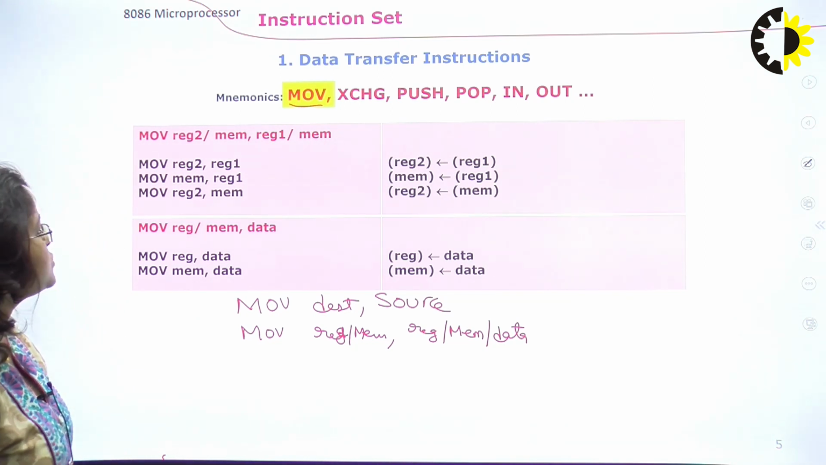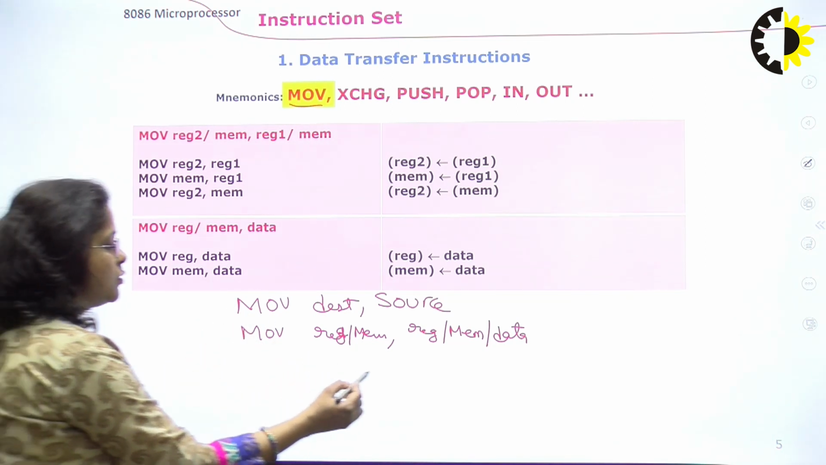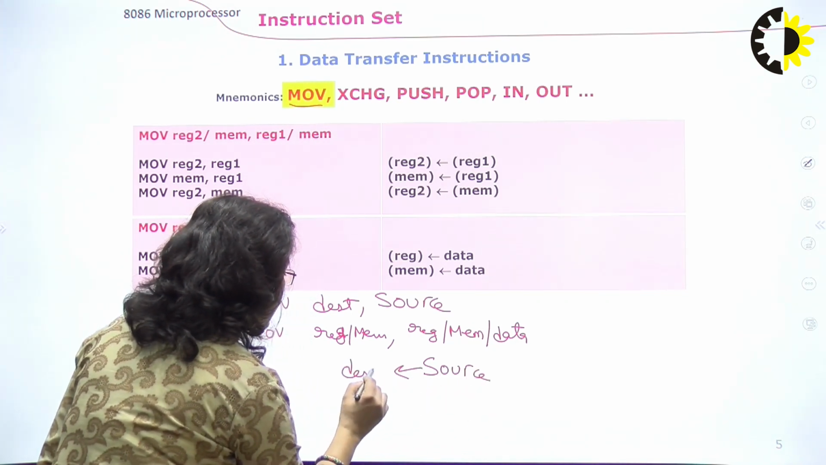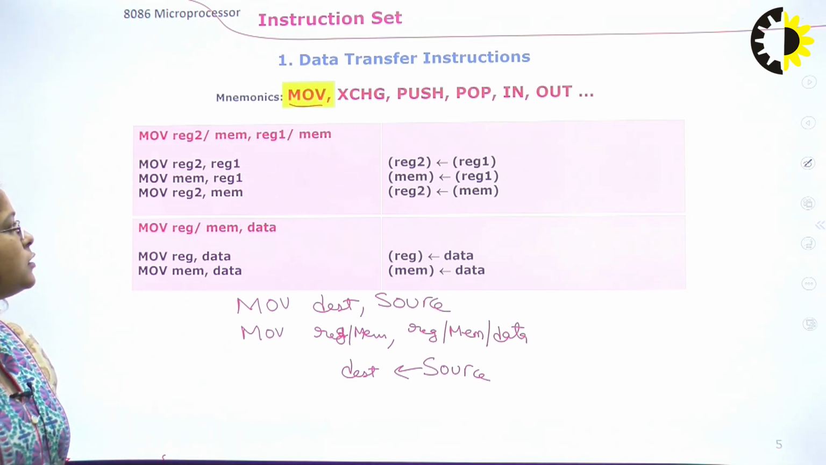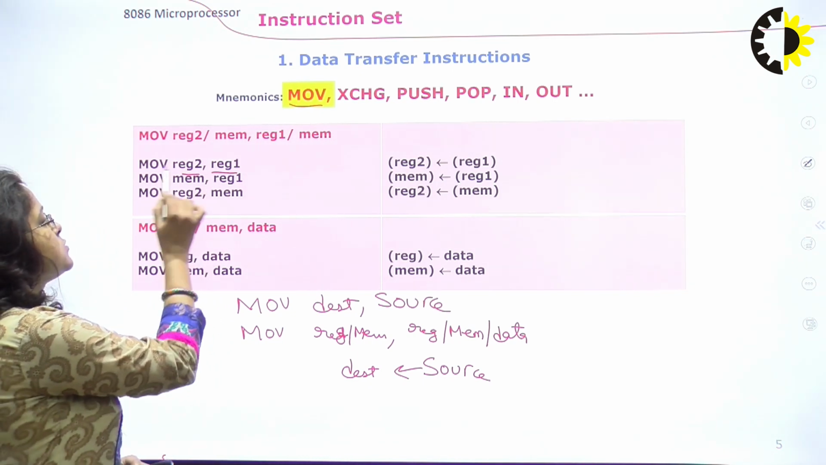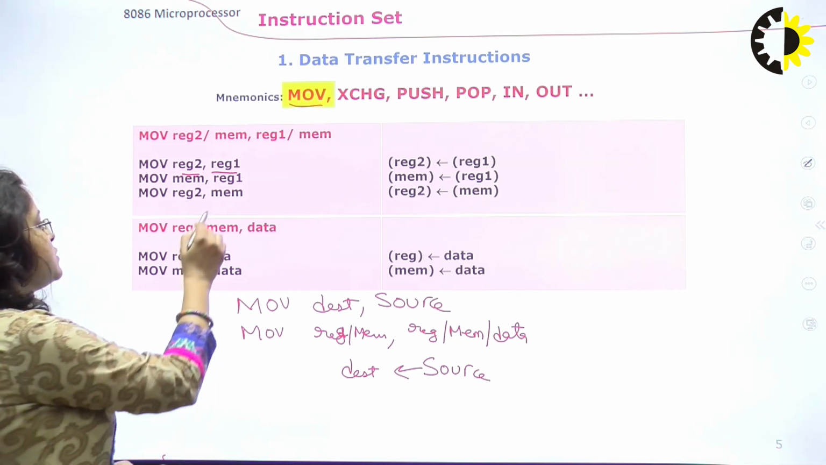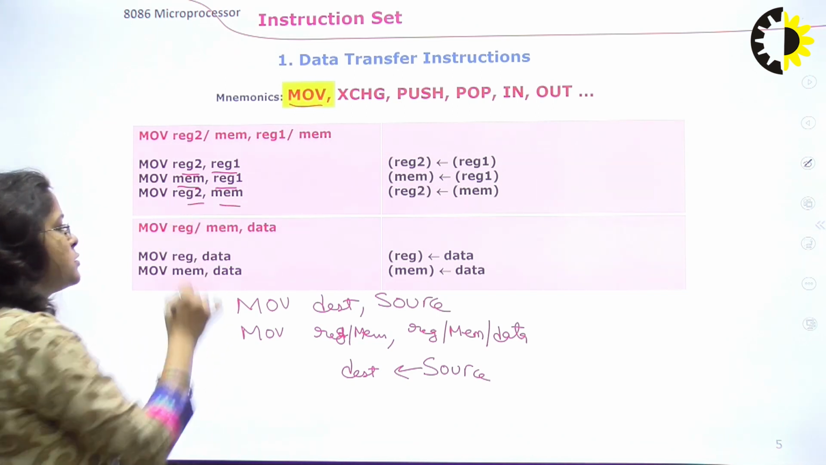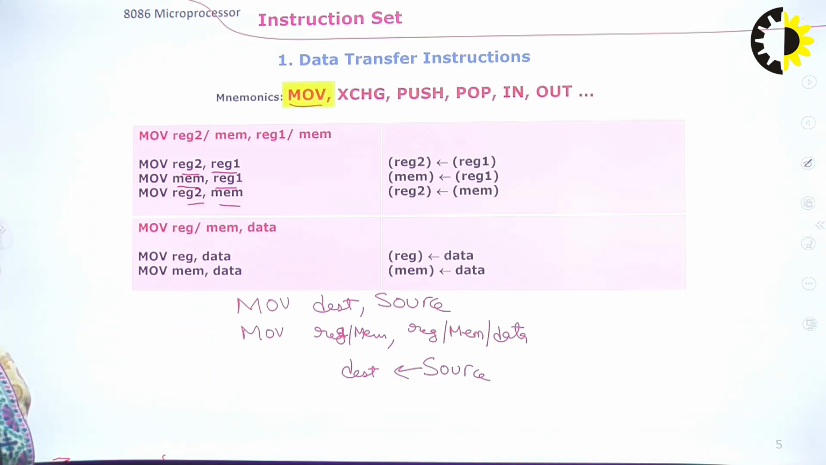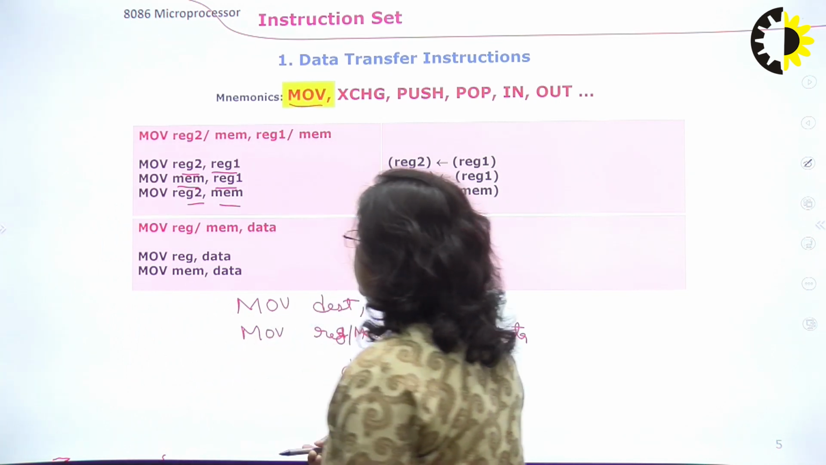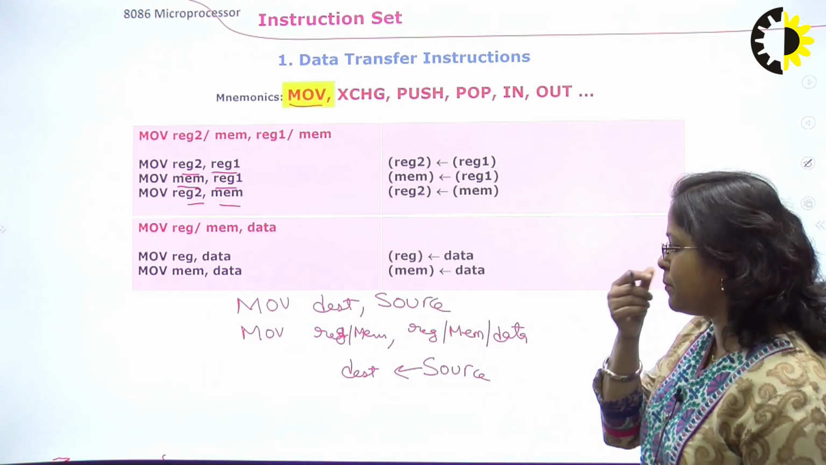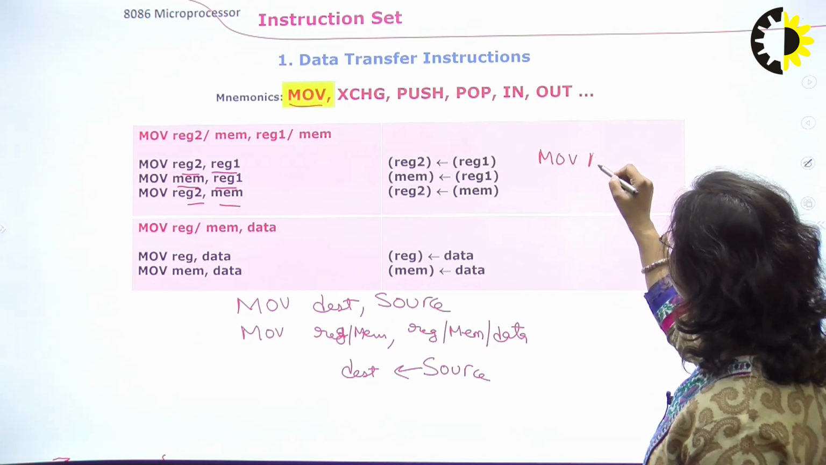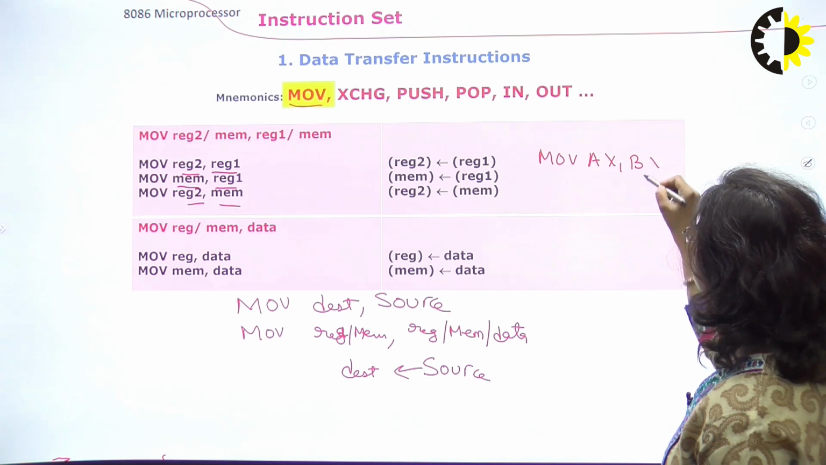The move operation is used to copy data from source to destination. As we can see from this example, the value of register 1 is copied to register 2, or we can write it as register 1 to memory location 2, or as memory to register. But both operands can never be memory at the same time. The example of the first type of instruction is MOV AX, BX, where both are registers.